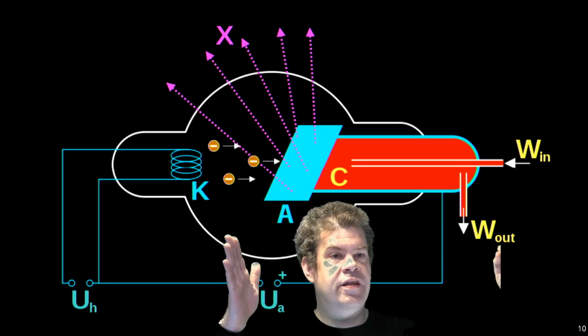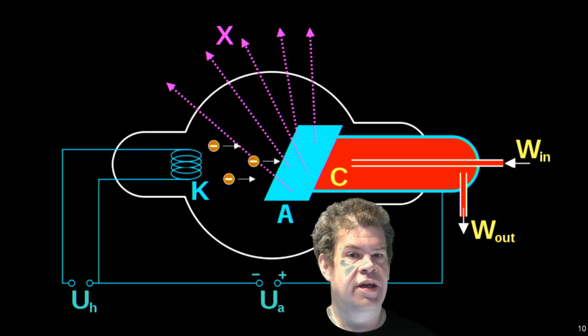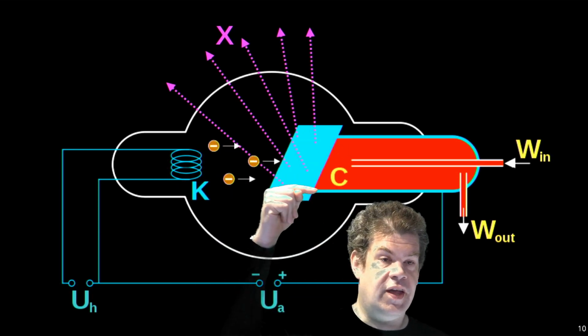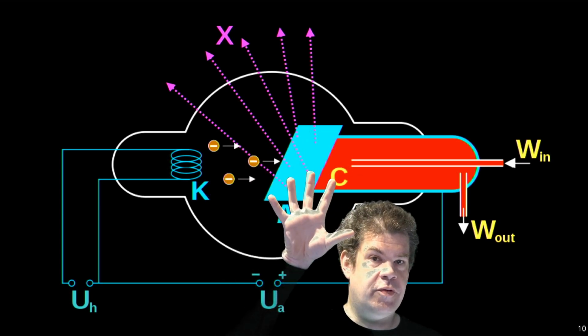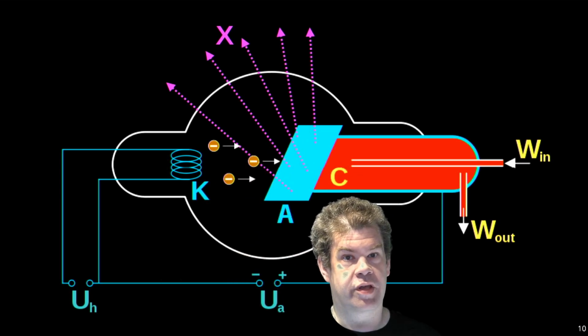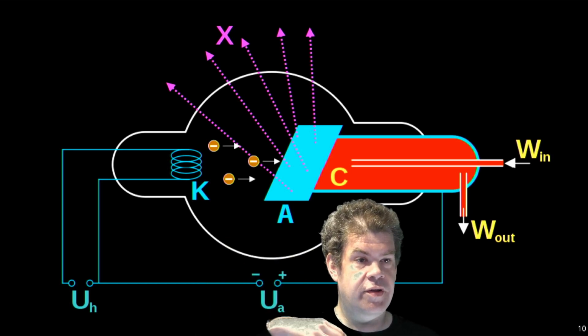The free-flowing electrons get attracted by the positive side, and they start flying in this direction. If this were filled with air, they would hit air molecules, nitrogen mostly, right?